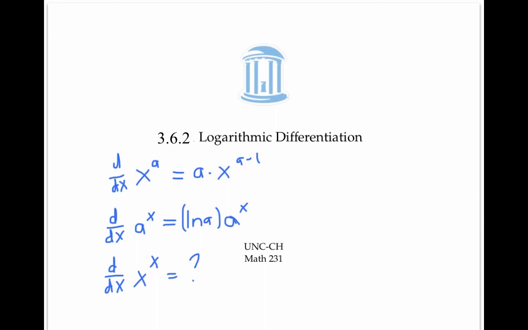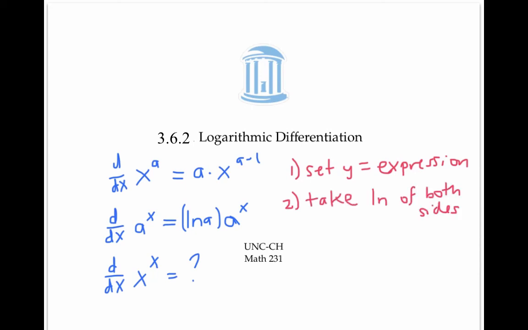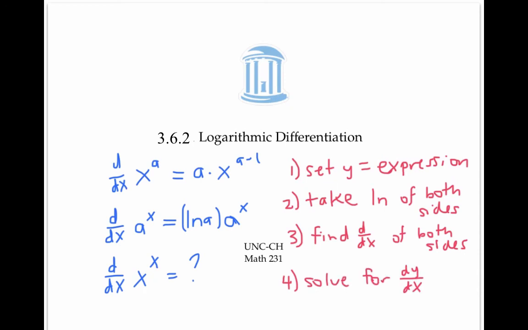In this video, we learned how to take the derivative of expressions that have a variable both in the base and in the exponent. And the idea was, first, to set y equal to the expression we want to differentiate. Next, to take the natural log of both sides. Next, to differentiate both sides. And finally, to solve for dy dx. This process is called logarithmic differentiation.